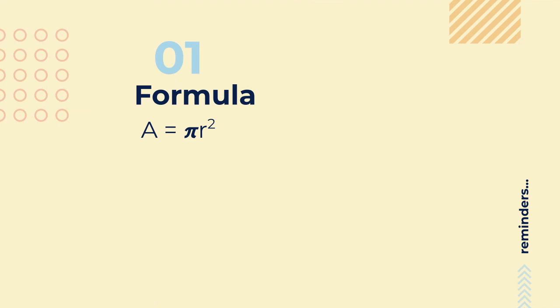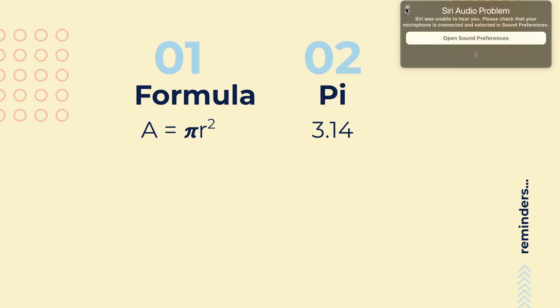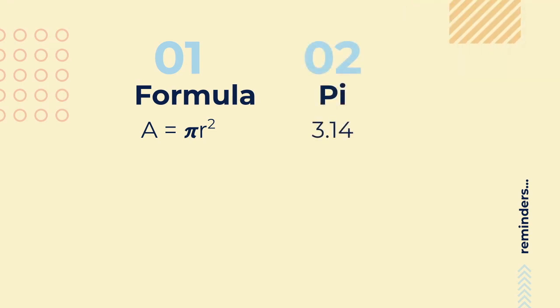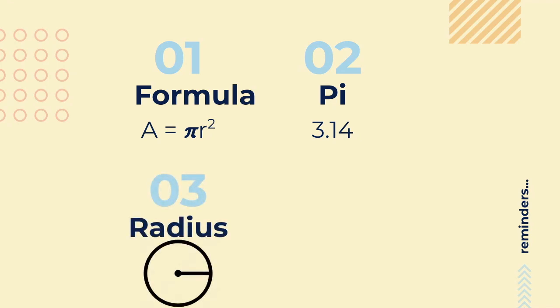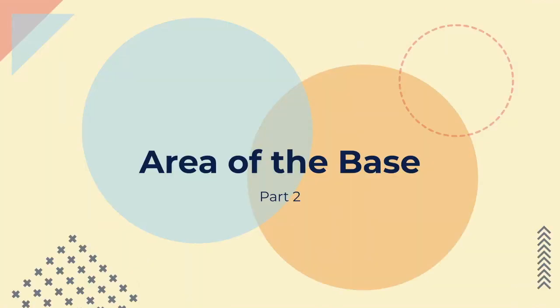Alright, that's about it, but I just want to hit those reminders one more time. Because we're dealing with circles, we're using pi r squared to find the area. From now on, you're going to use 3.14 for pi because we're using calculators now. The radius, or the r, is the distance from the center to the edge. Squared means a number times itself. And that's how you find the area of the base of cylinders and cones.